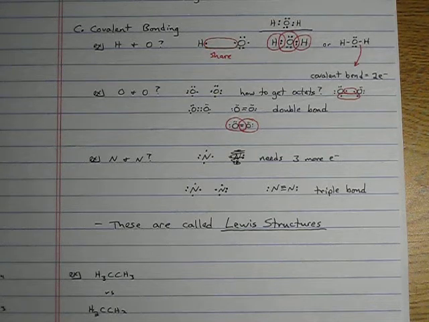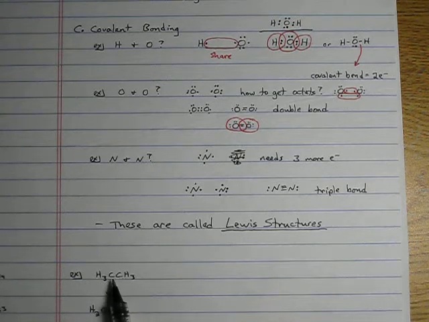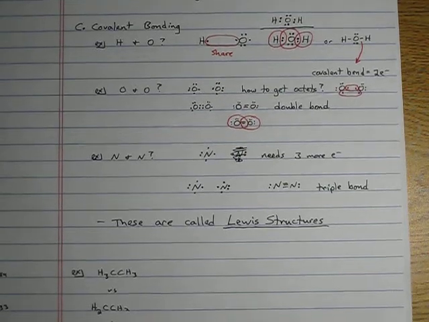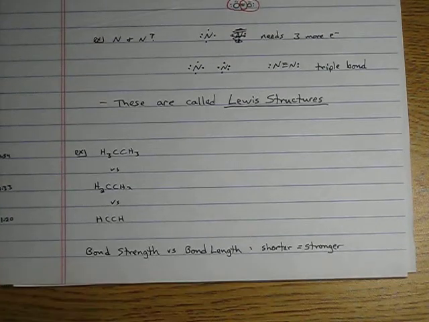Using what we have done so far, I have this molecule, H3CCH3, and the structure tells me that these 3 hydrogens are bonded to this carbon. These 3 hydrogens are bonded to this carbon. Therefore, that carbon must be bonded to the next carbon over. What is the Lewis structure for this?